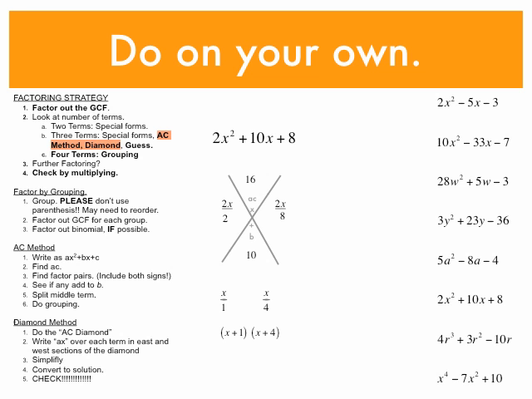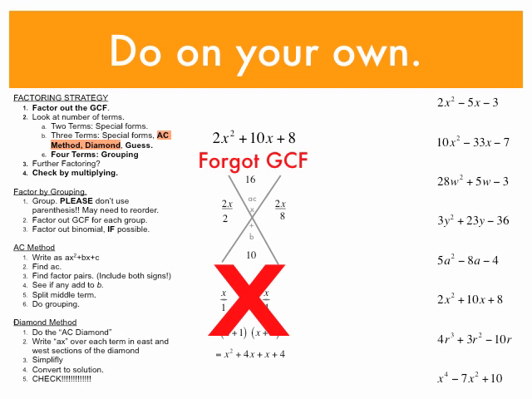And let me check my work, because I told you to check your work. That's not the same thing. I got an x squared instead of 2x squared. I got 5x instead of 10x. And I got 4 instead of 8. Something happened. What happened? I forgot to take out the greatest common factor. Remember, if you forget to do that with the diamond method, you're completely messed up.